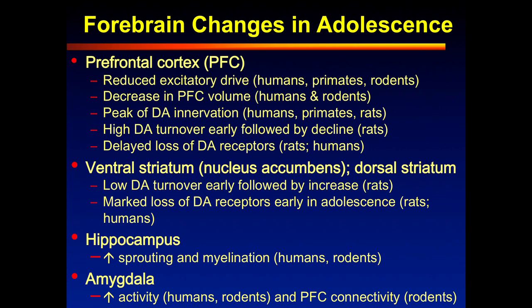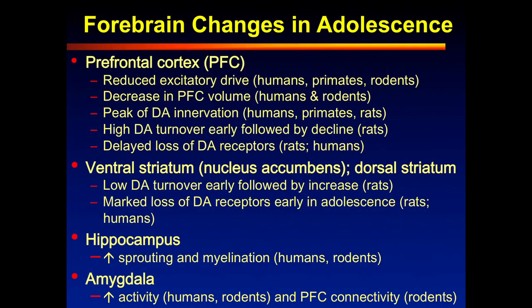For instance, let's take the dopamine turnover. Here in prefrontal cortex, it's high early and followed by a decline, whereas in ventral striatum, it's low early and followed by an increase. So you'll see these kinds of complementary changes occurring across brain regions, which lets you know that it's not what any particular brain region is doing during adolescence that is important, but how they are interrelating to each other. And there are changes in other brain regions as well.